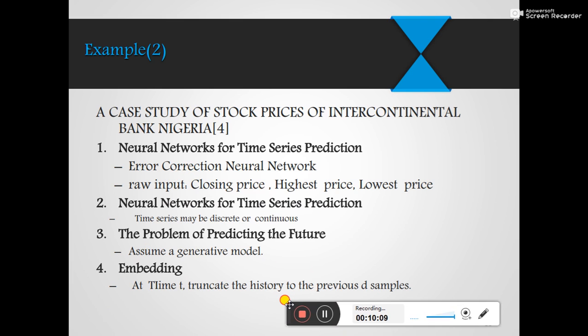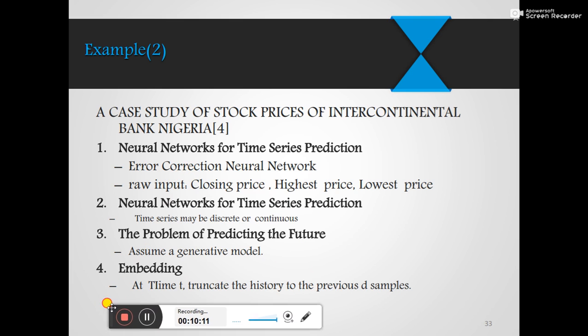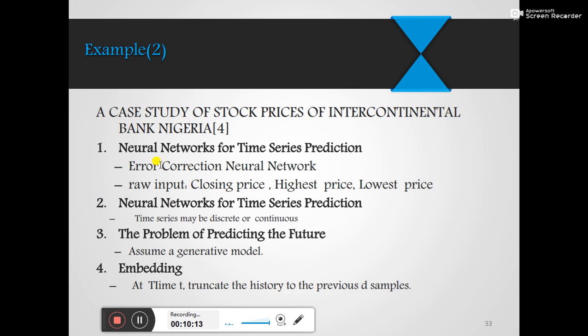Again, one case study of stock prices of Intercontinental Bank Nigeria. To do that, neural networks for time series predictions need to be applied. Error correction neural network, raw input like closing prices, highest price, lowest price need to be taken. Then neural network for time series predictions. Time series may be discrete or continuous, so we need to go for at least one good one according to your scenario.